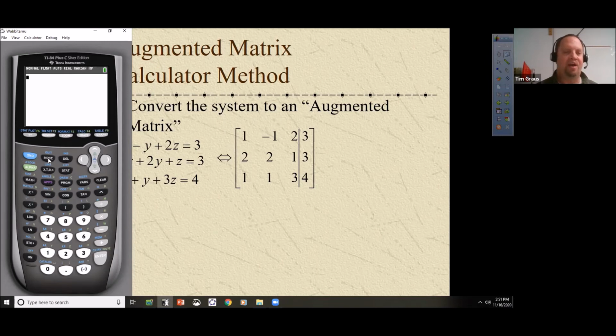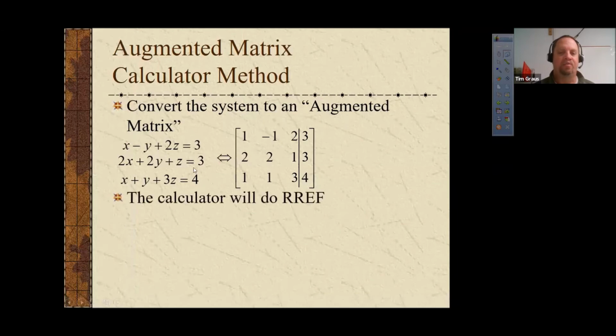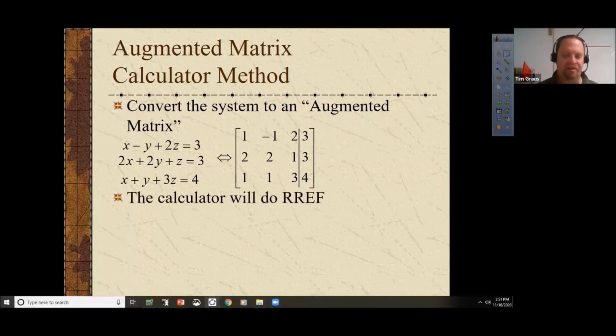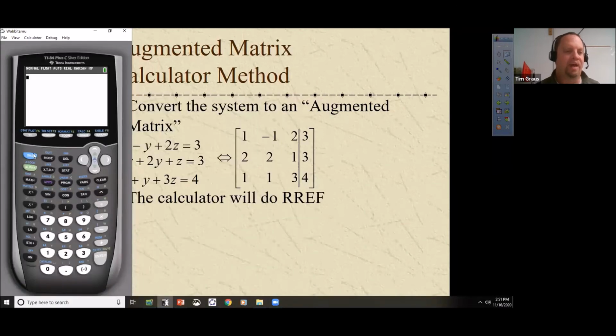Next, I need to tell the calculator to do the RREF process. So the calculator will do it, but I have to tell it to do it. Here's how I do that. Second matrix, go over to math, and I have to go a little ways down here. Keep going, it's quite a ways down. Choose RREF, don't stop on REF, go all the way to RREF for row reduced echelon form. Hit that, and the calculator is still waiting.